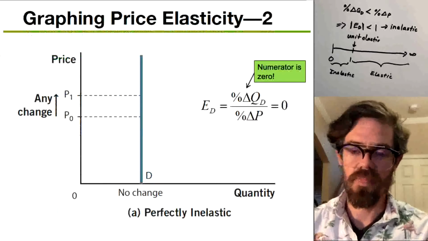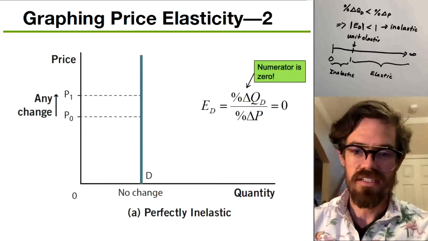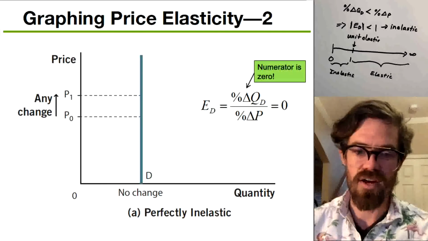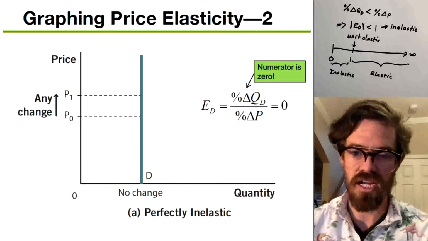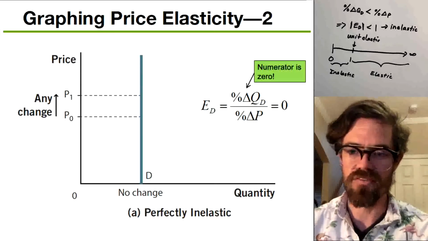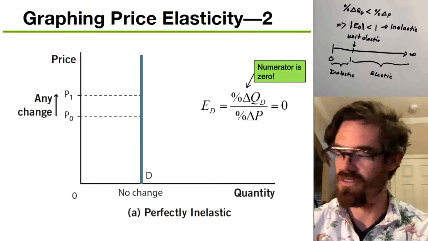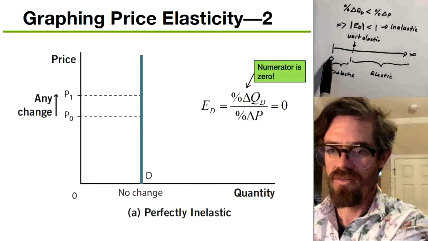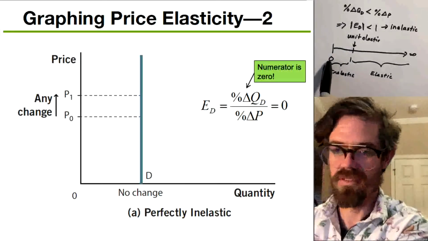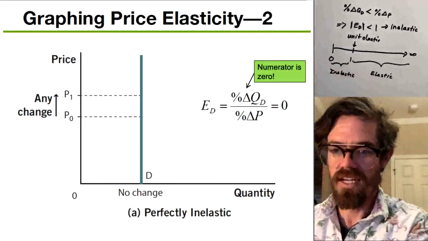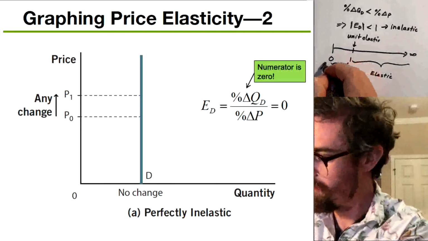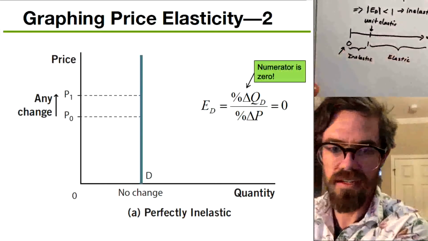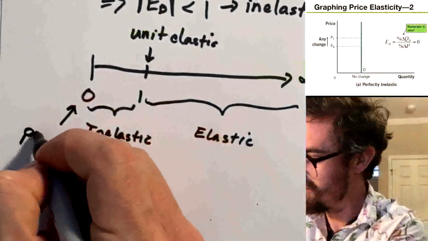So here we see a perfectly vertical demand curve. We can see that given any price change, there's absolutely no change in quantity demanded. In terms of our formula, it means that the numerator is 0, so our elasticity of demand is 0. Looking back over here to our number line, this is a vertical demand curve, and we can call this perfectly inelastic.